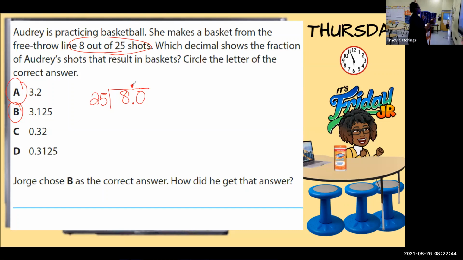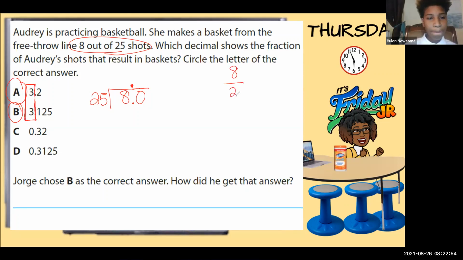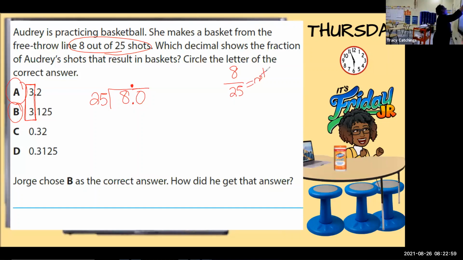All right, so let me explain this because I can already tell from looking over here that either we're placing that decimal in the incorrect spot. So remember, when we have 8 out of 25, that's not a whole number. So that means our answer should not be a whole number. So that's one way to help us start eliminating from the beginning.